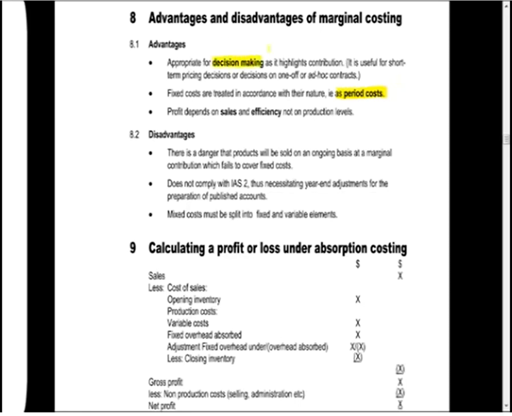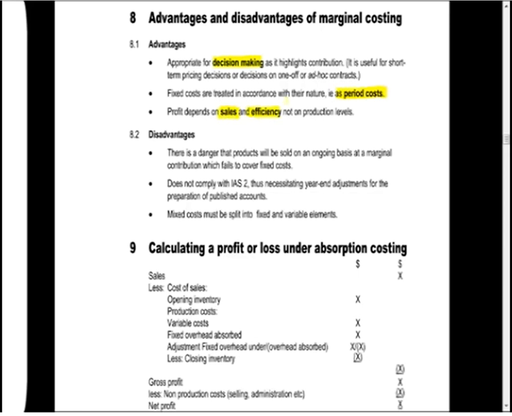It's also very useful for decision making, because if you have spare capacity or you're looking at making a short-term decision, you just need to cover your variable costs, because in the short term we'd be unable to change our fixed costs, and so they shouldn't influence the decision. It also means that profits depend on sales and efficiency, not production levels. So you're not able to carry forward fixed overheads in closing inventory.